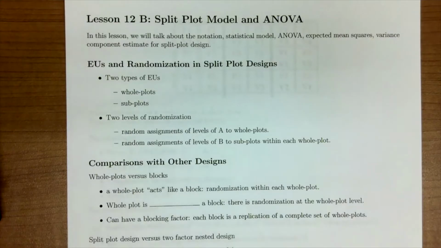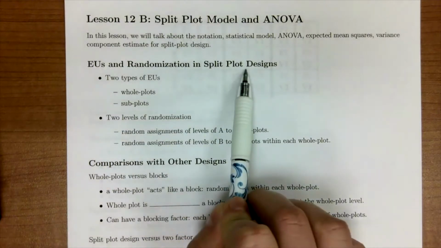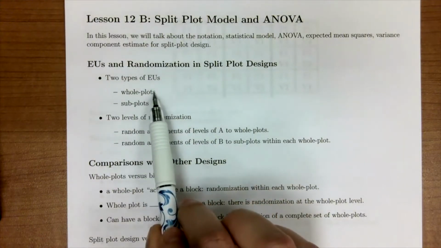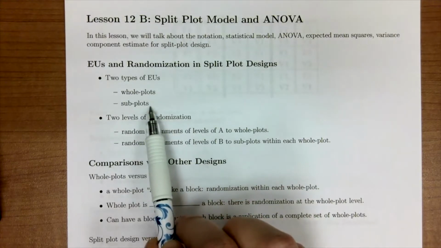In this lesson, we're going to be talking about the notation, the statistical model, the ANOVA, and variance components, all for a split plot design. In our last lesson, we were really focused on understanding what the EUs are and how we randomize for a split plot design. Let's recall that in a split plot design, we have two types of experimental units. We have the whole plot and we have the subplot.